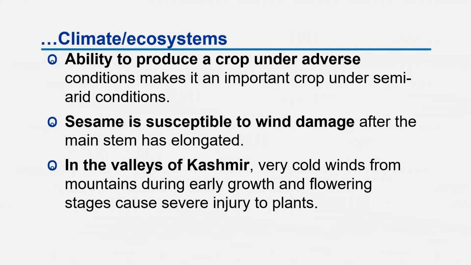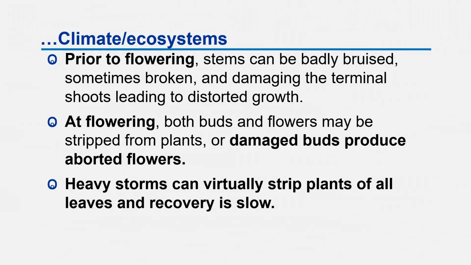In the valleys of Kashmir, very cold winds from mountains during early growth and flowering stages cause severe injury to the plants. Prior to flowering, stems can be badly bruised, sometimes broken, and the terminal shoots damaged, leading to distorted growth. At flowering, both buds and flowers may be stripped from plants, or damaged buds produce aborted flowers. Heavy storms can virtually strip plants of all leaves and recovery is slow. Therefore, you can see too windy or too stormy conditions are not good for this crop, as damage can be done to it.